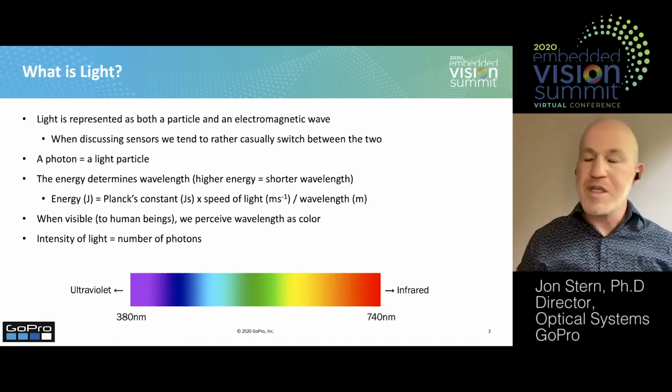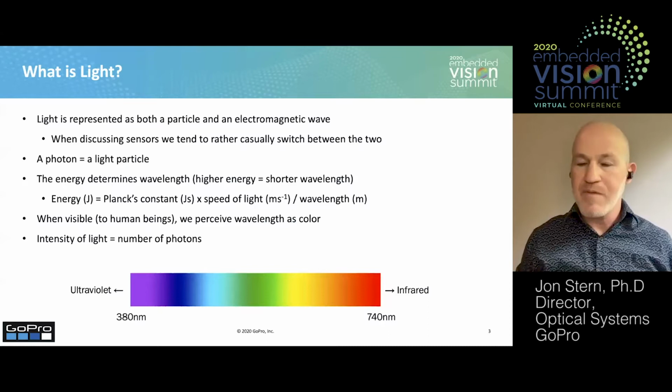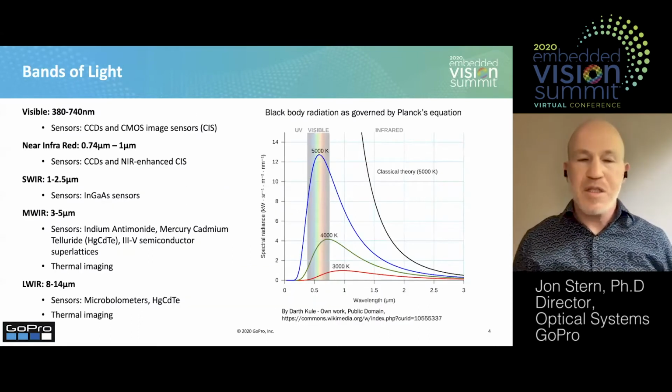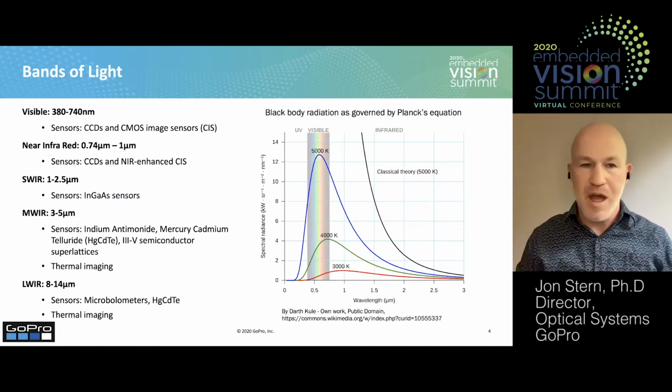The human vision system is sensitive from about 380 nanometers up to 740 nanometers. Below 380, we have ultraviolet. Above 740, infrared. Let's explore the different bands of light in a little bit more detail. Visible, as mentioned, 380 to 740 nanometers. There, we can use CCDs and increasingly CMOS image sensors, CIS.